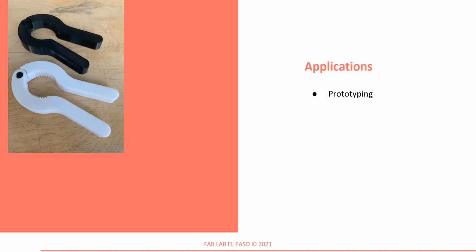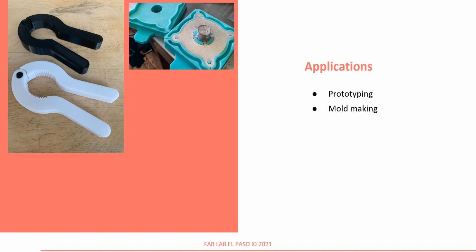In previous videos, we learned that 3D printing allows us to quickly move through the iterative design process. 3D printing is also great for mold making. You can directly print a female mold for casting, or you can print a male pattern and create a mold around that out of other material, like silicone.